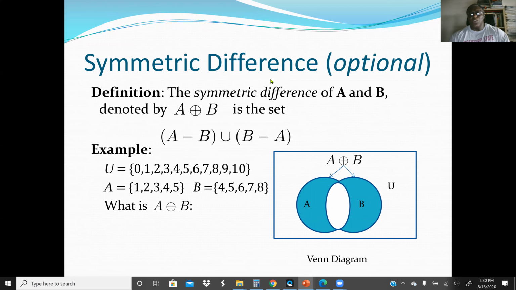So next we go to the symmetric difference. In our course textbook, we say this is an optional topic. The symmetric difference has a symbol, a cross with a circle around it. So the symmetric difference of A and B, denoted by A symmetric difference B, is the set A minus B union B minus A. So we are looking for all the elements that are in A or in B, but not in both.